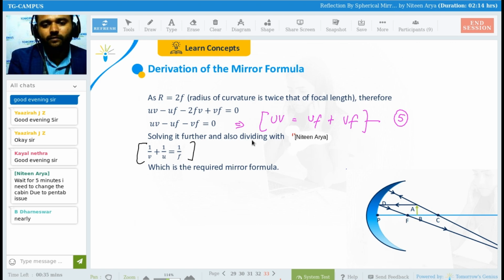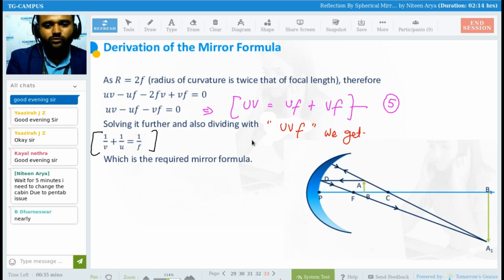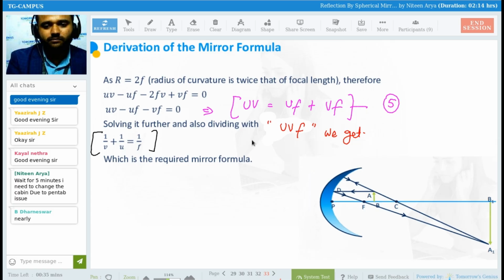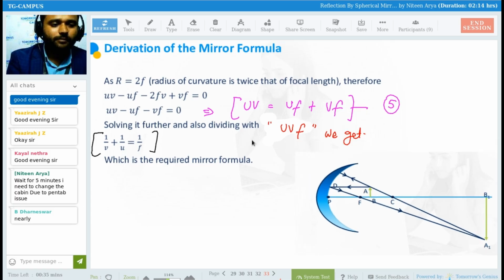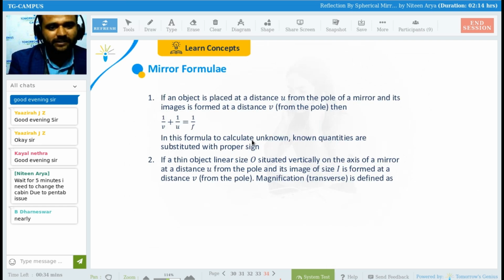Dividing with UVF, we get the mirror formula, which is the required mirror formula. I know this is a little bit tricky thing, but beta, you need to do it. Why so? Because maximum number of times in the theory exam you are going to get it. Is this clear, everyone? Okay, revising everything once again, because after that it is easy.